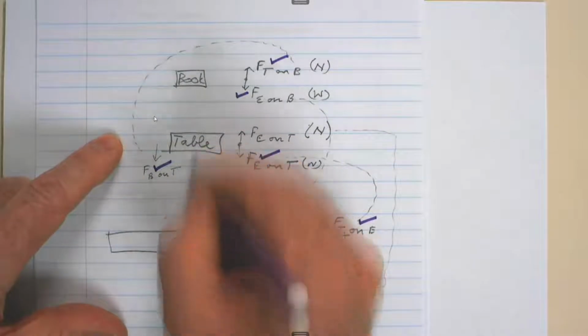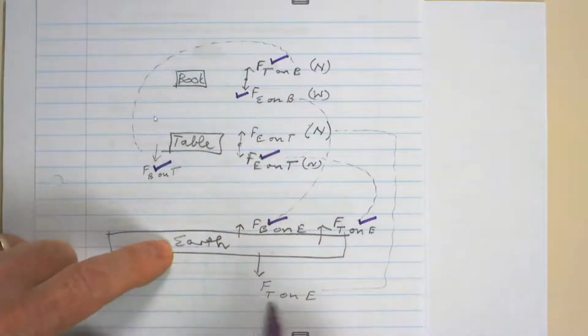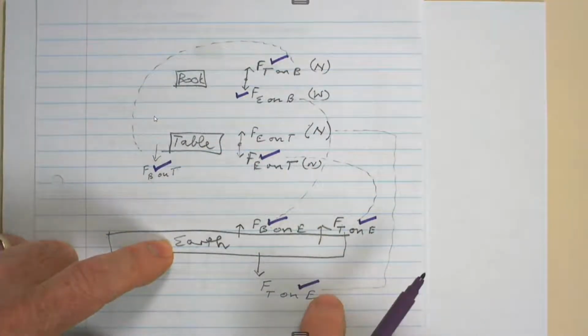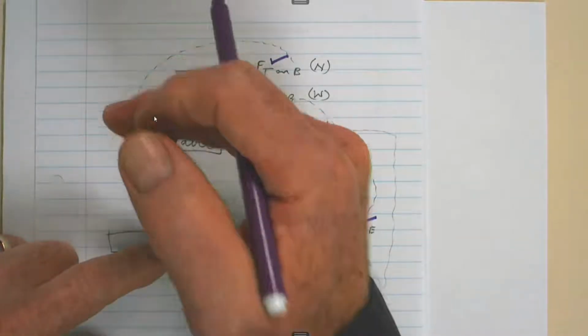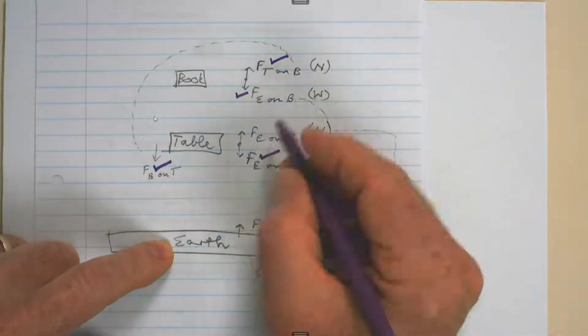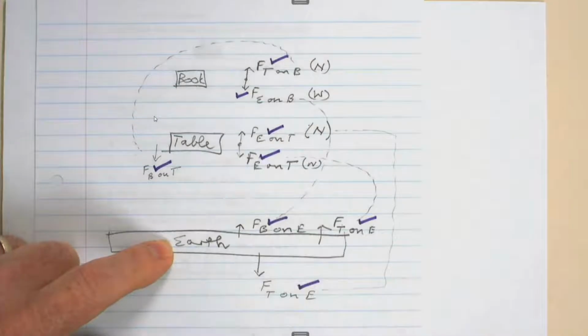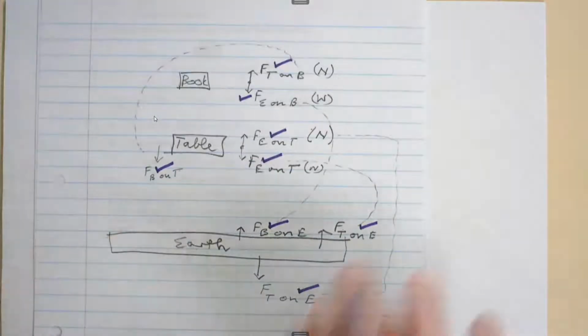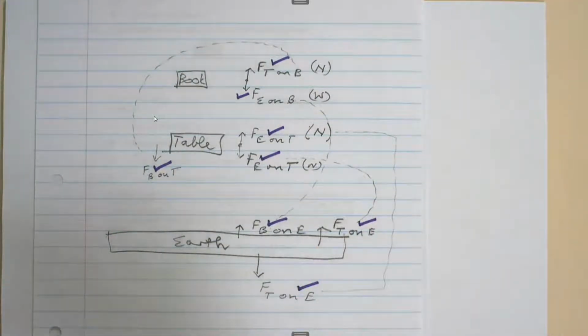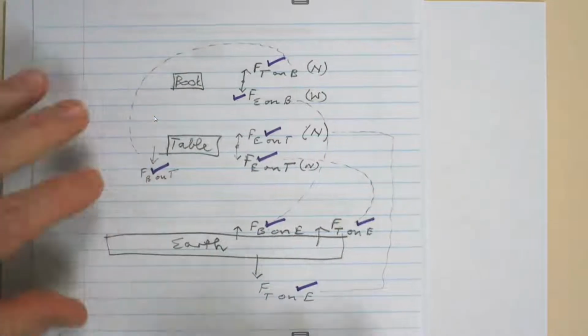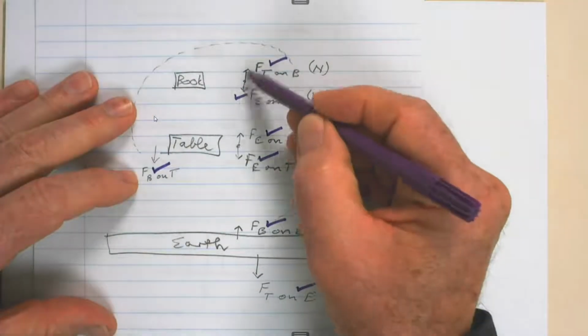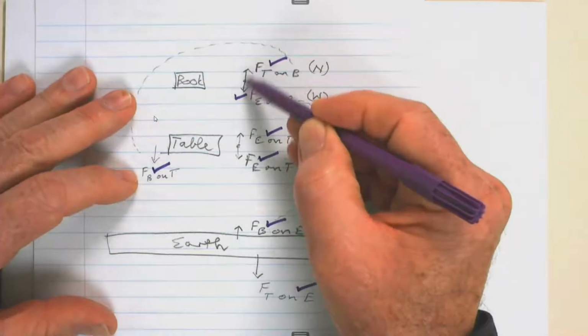The table pushes against the earth. So here it is, table on earth, and because of that, the earth pushes back on the table, and there it is, force of Earth on table. Now, if everything is stationary, with reference to these three objects, then it means these two forces must be equal in magnitude and opposite in direction.